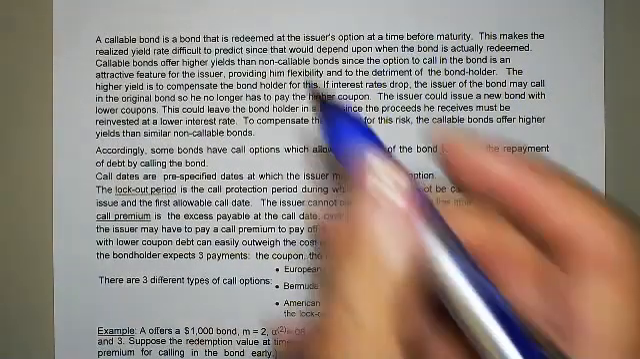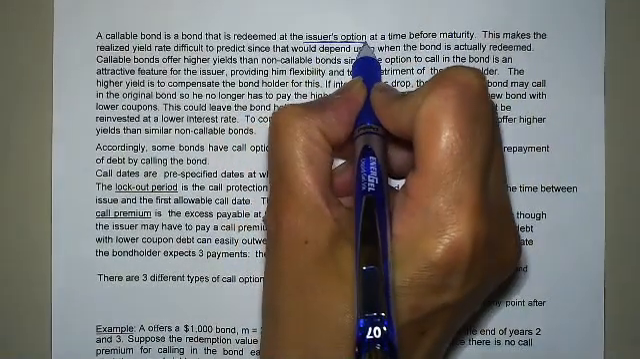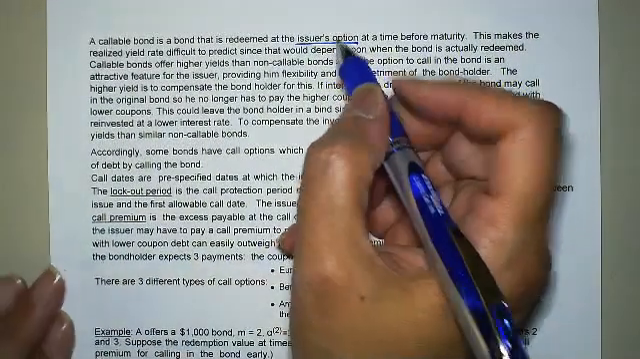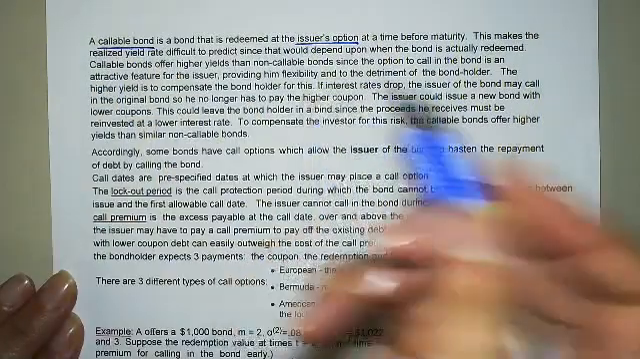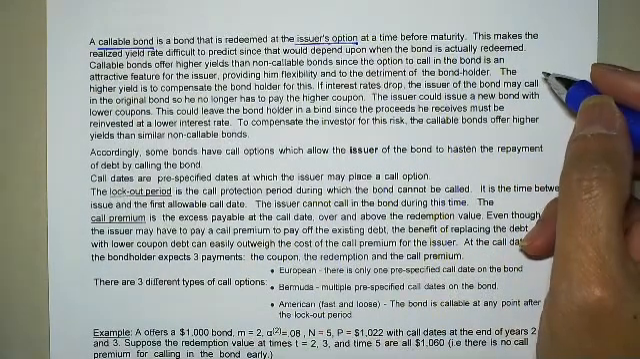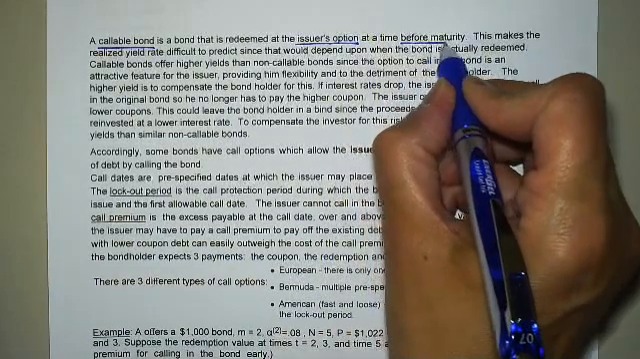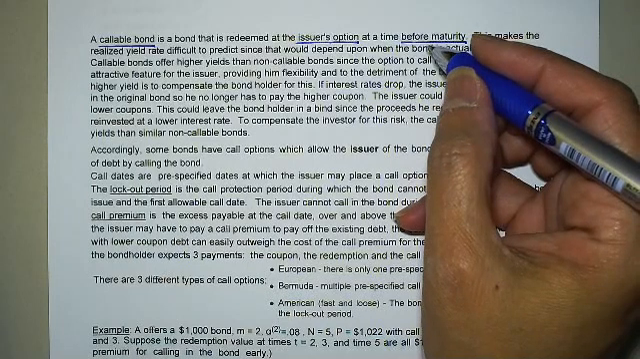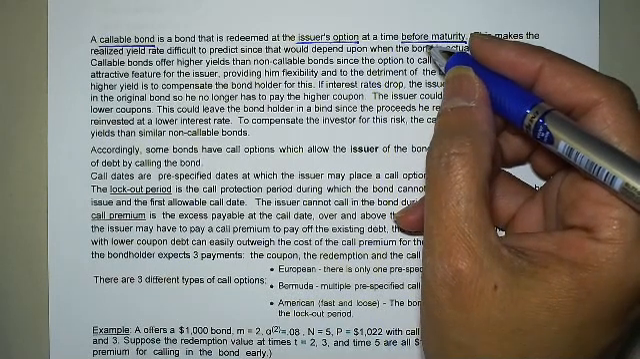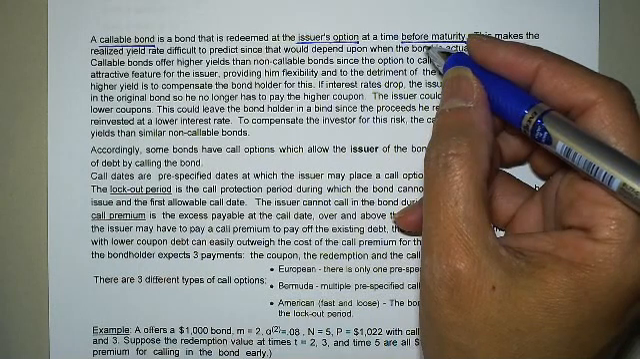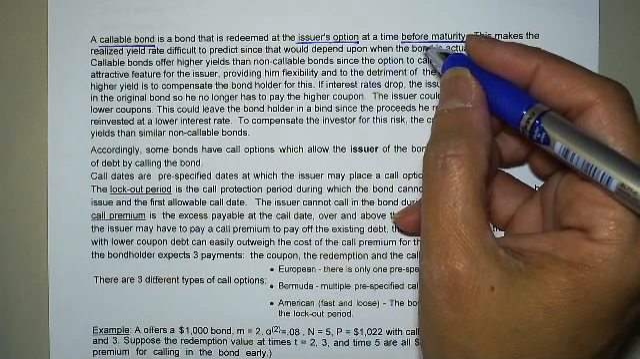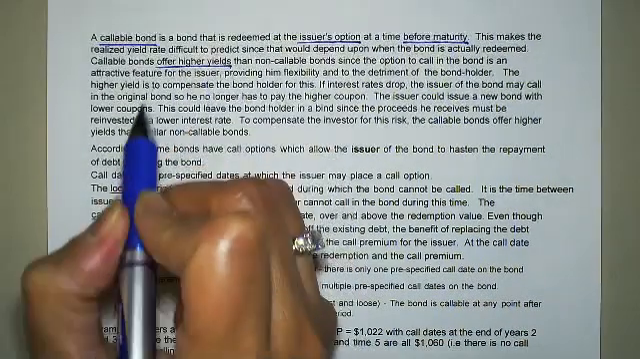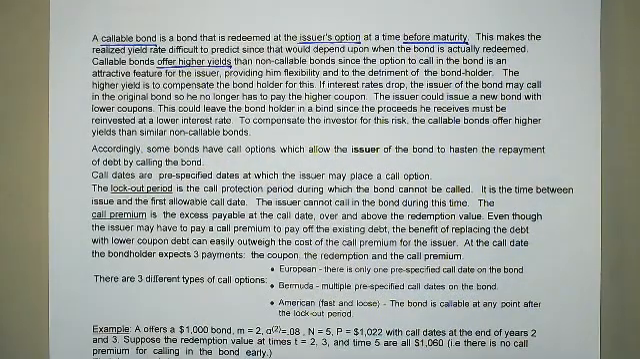So it says, a callable bond is a bond that is redeemed at the issuer's option. That's important because this is as opposed to a puttable bond, which is at your option. So a callable bond is at the issuer's option at a time before maturity. So it doesn't allow you to go to the end. He just calls it in whenever he feels like it. This makes the realized yield difficult to predict, since that would depend upon when the bond is actually redeemed. Callable bonds offer higher yields.